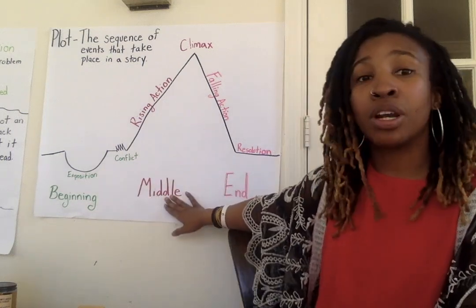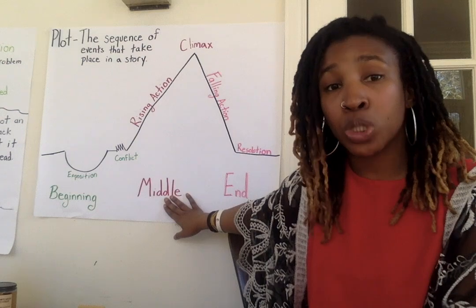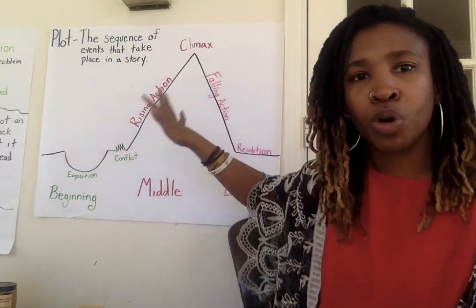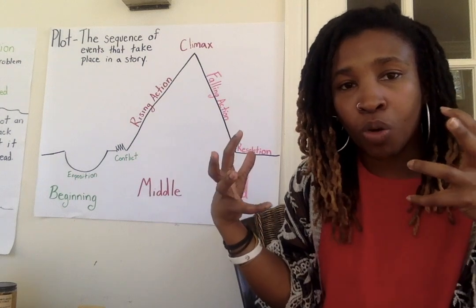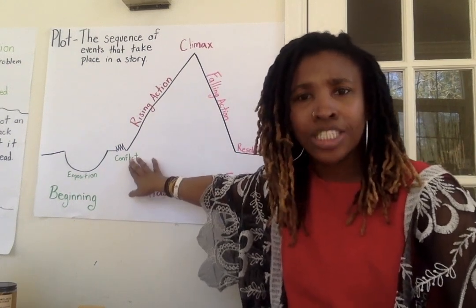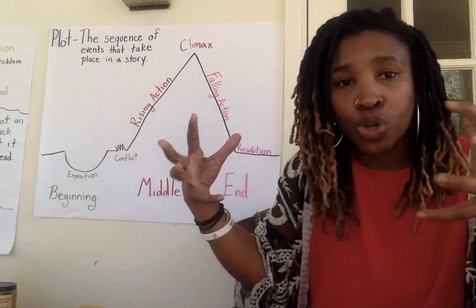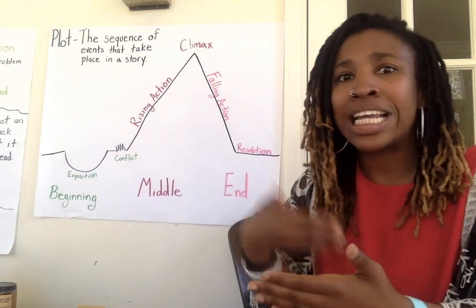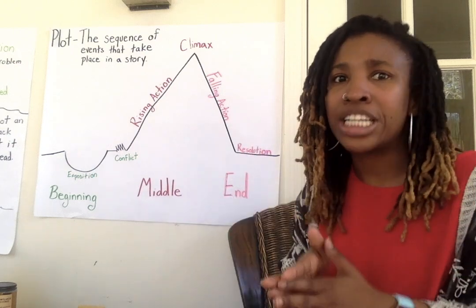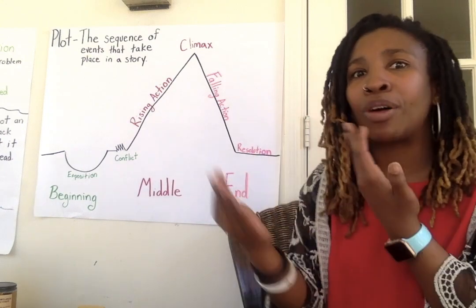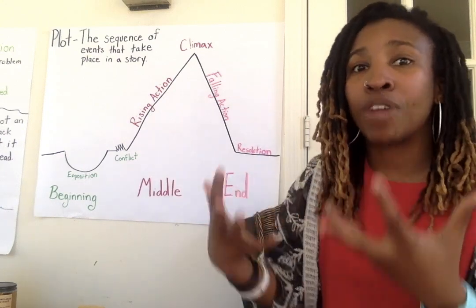Then we get to the middle of our story. In the middle of our story, we have our rising action. Our rising action is where we see the tension start to grow. We know our initial problem. We know what the character is up against, but now we're seeing the tension grow. The problem gets bigger. The character is trying many different things, many different ways to solve their problem. And we're learning about the character with how they are addressing this problem.